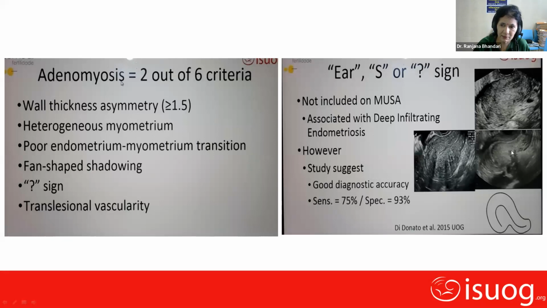You can see a nick. If there is a retroflexion, you can see this nick between the cervix and the fundus. So when the question mark sign is found, it is a case of an anteverted but retroflexed uterus. And if it is a retroflexed uterus, it must be due to some adhesion or something. So this is known as the question mark sign, and it gives 75% sensitivity and 93% specificity. Till now it has not come, but I think in the near future we may have the question mark sign included in our MUSA consensus statement.